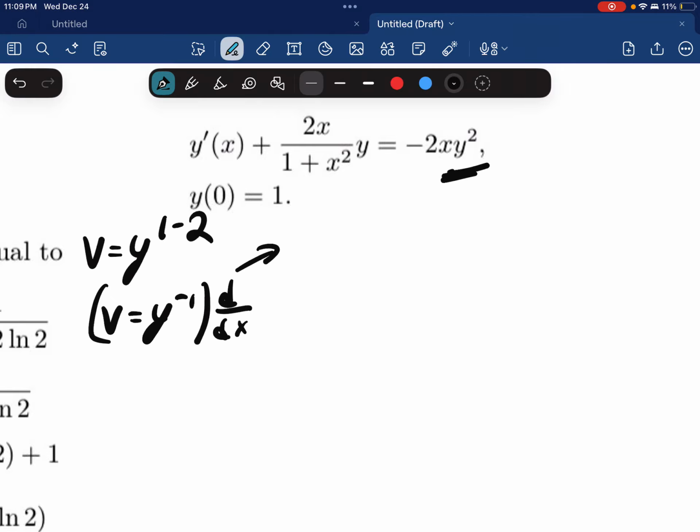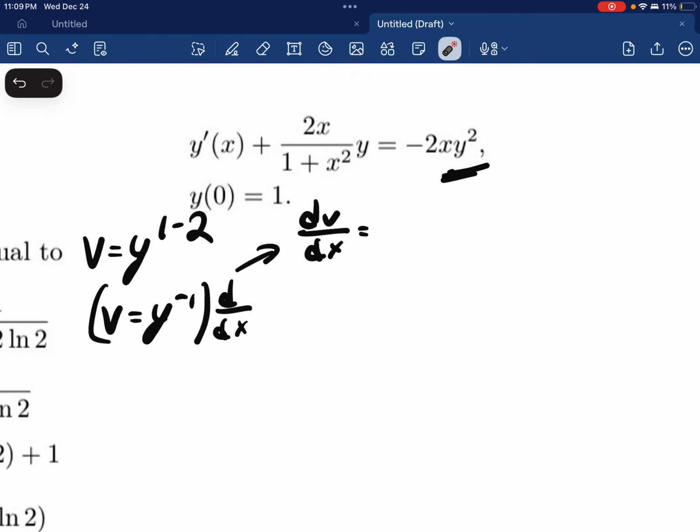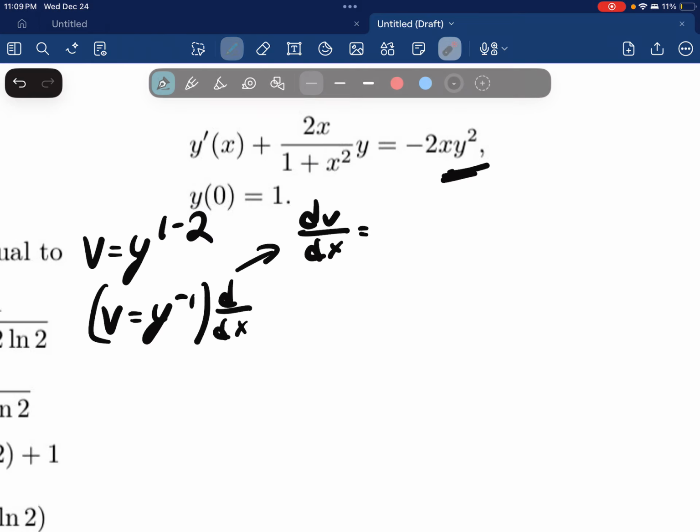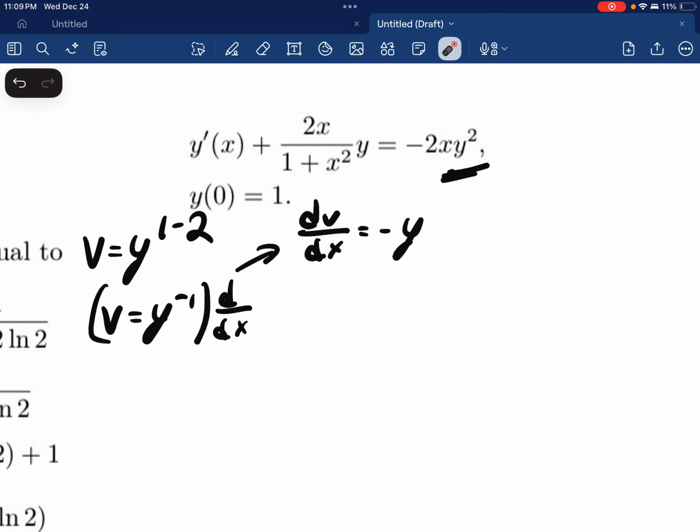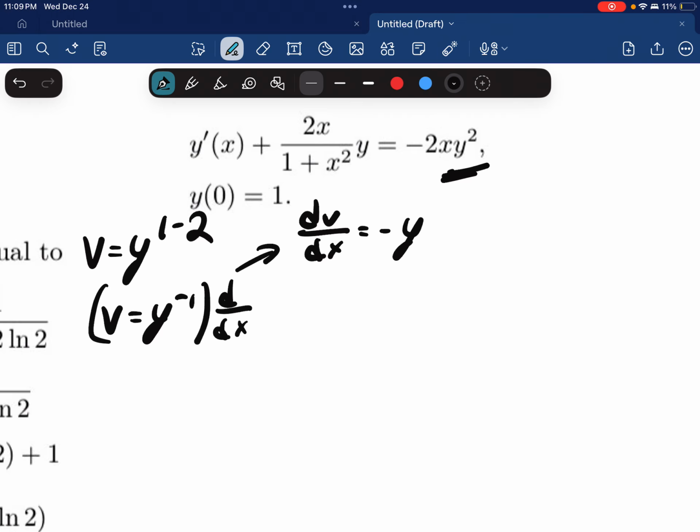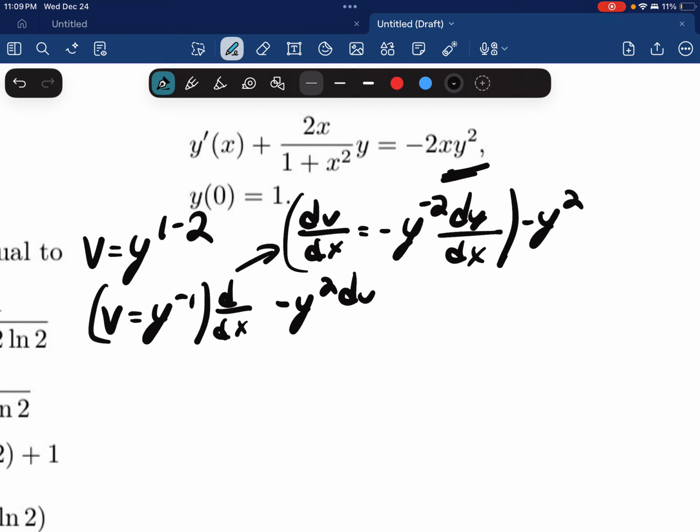And I think a good way to do that is to differentiate the substitution that we just made. So let's do that. dv dx is equal to, let's differentiate this. We bring the negative 1 down. Negative y to the, and now we subtract 1 from this. So we get y to the negative 2 dy over dx. Okay, we can multiply both of these by negative y squared to isolate the dy dx. And we get negative y squared dv dx is equal to dy dx.